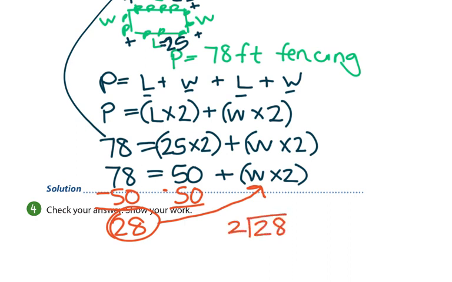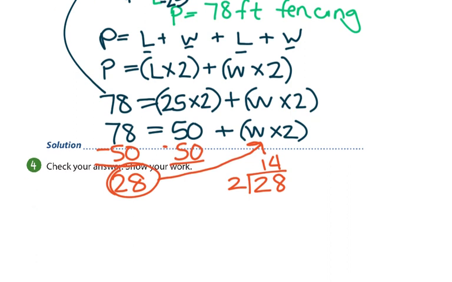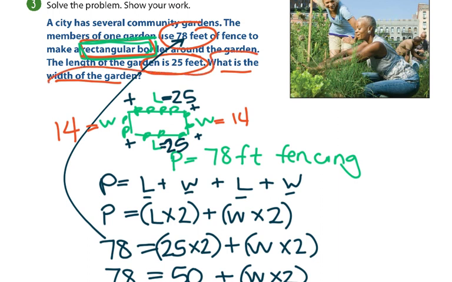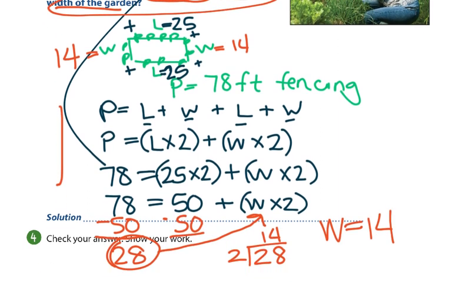28 divided by 2, which is 14. So that means my widths are 14 on both sides. Because if one side's 14, what's the other side, class? 14. Yeah, because that's the definition of a rectangle. So, I know I'm going to write W is equal to 14. That's what the question is. What is the width of the garden? The width of the garden is 14.